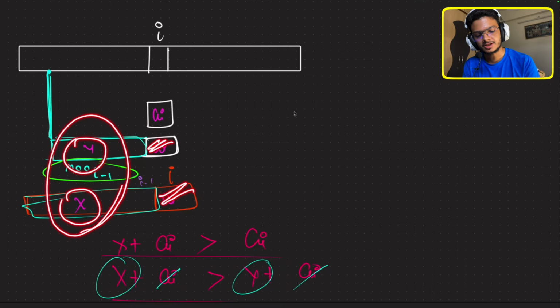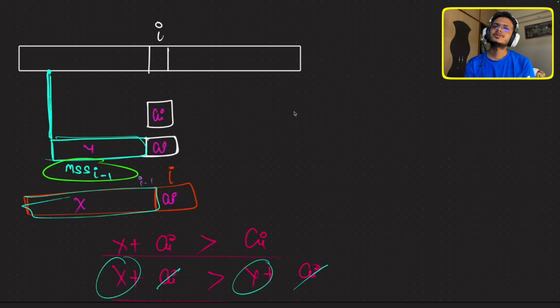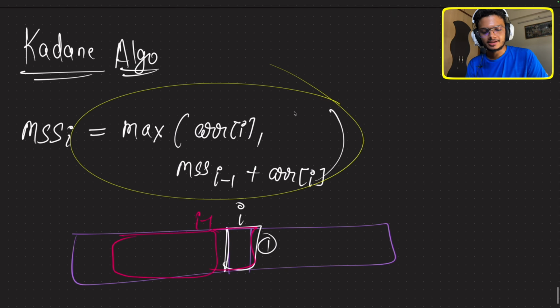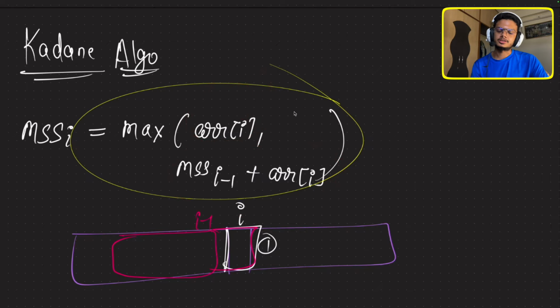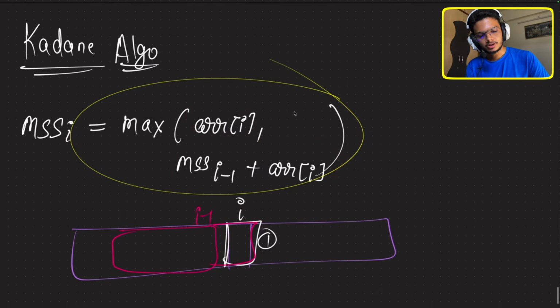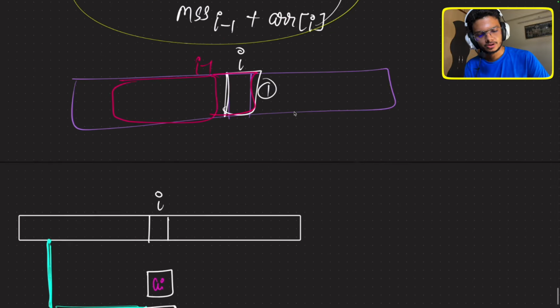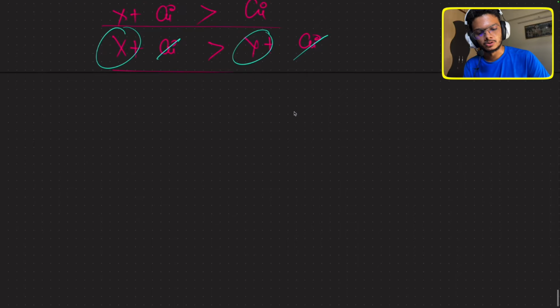But if this portion has to be greater than this, then you don't have a maximum subarray ending at index i minus 1. So that's why Kadane is indeed right, and for the maximum subarray sum ending at index i minus 1, we have only two candidates: arr of i, or MSS of i minus 1 plus arr of i. Now that's Kadane's algorithm, and I can write the pseudocode for this, and we can wrap up this video then.